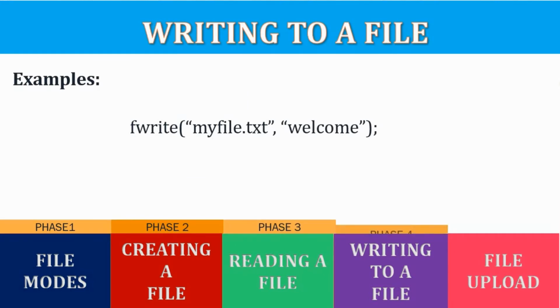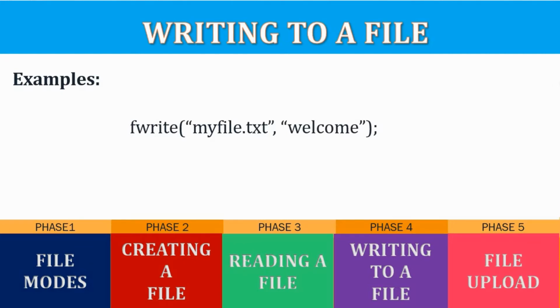Let's move on to writing to a file. To write any content to a file, you can use fwrite(), which takes two arguments. One is the file name, another one is the text that is to be written to the specified file. So, we have learned how to create and open an existing file, how to read the content of a file and how to write some content to a file.